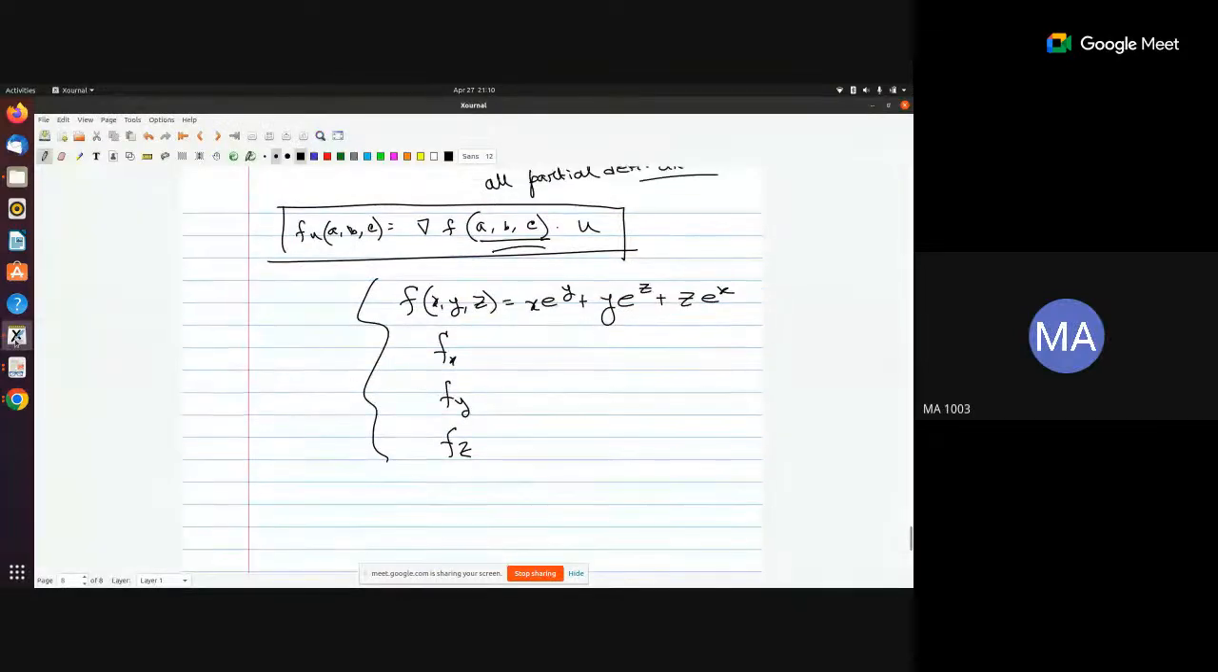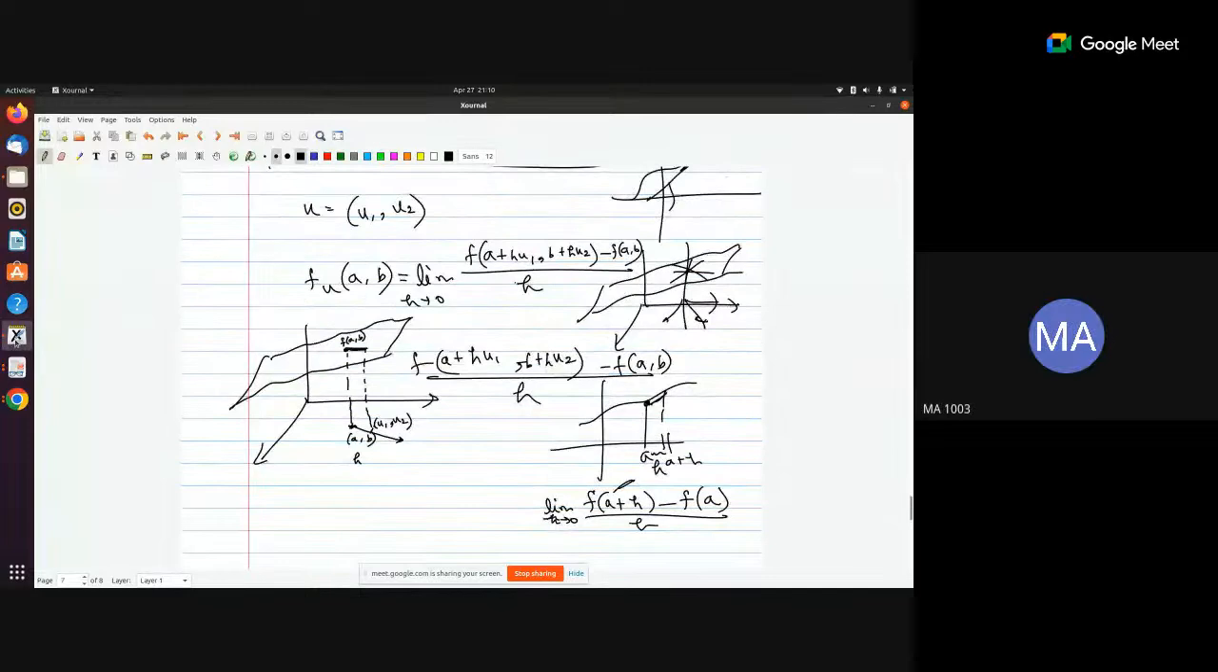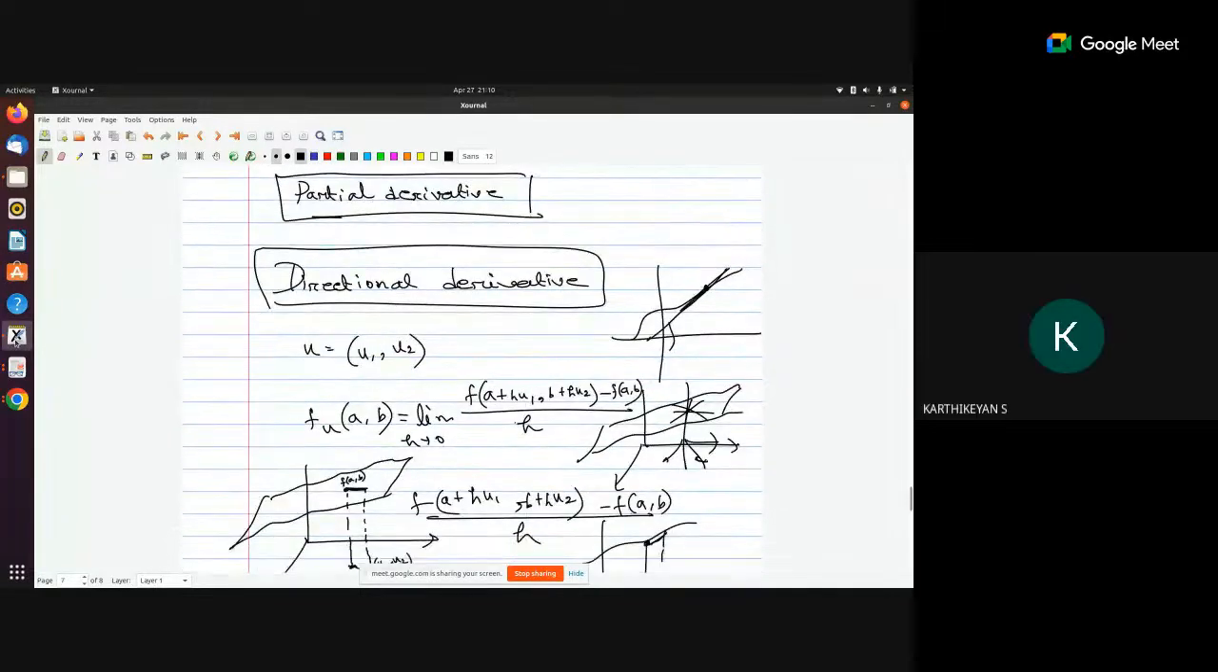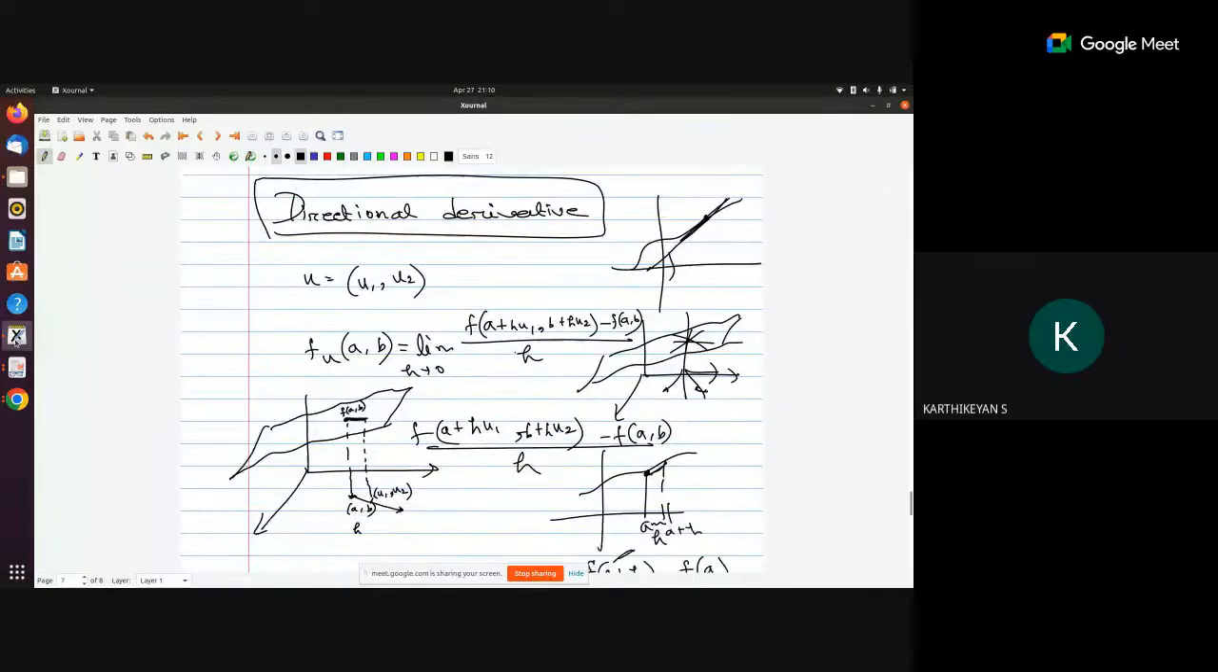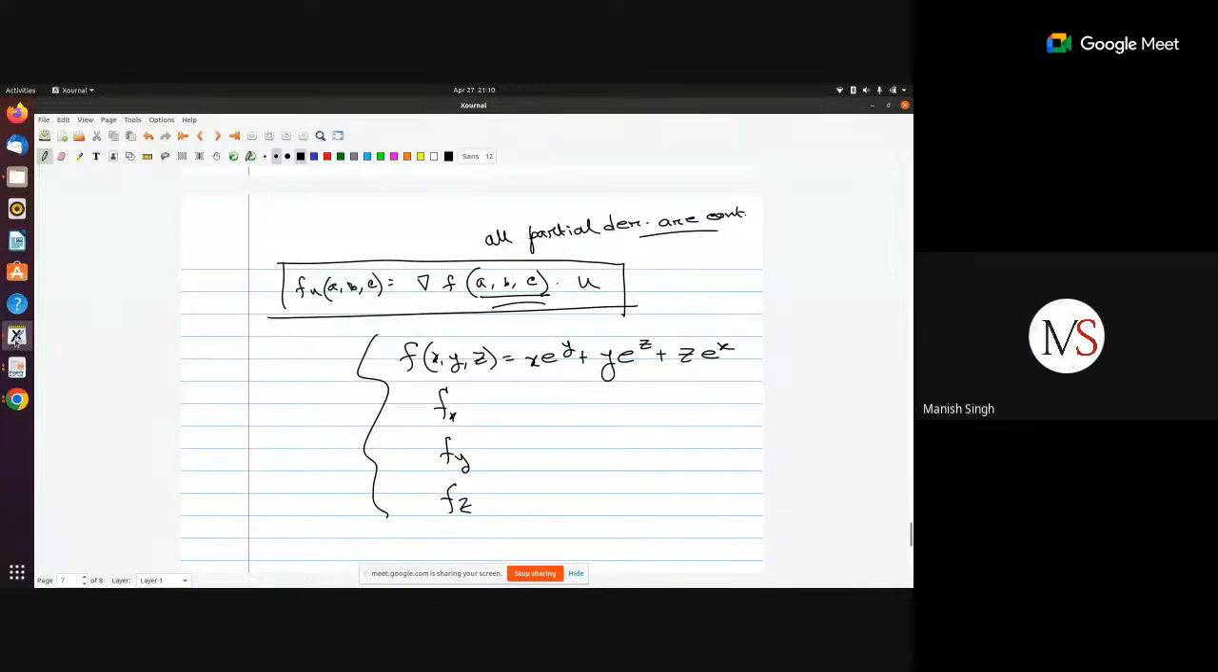Fine. Now let's go back to the directional derivative once. Sir, here you are doing a dot product, right? Sometimes, if we are given a point (a, b), we write (a, b, f(a, b)) plus t times the unit vector (u1, u2, f_u), where f_u means the differentiation of f in direction u at (a, b). This also we do in calculating the directional derivative.